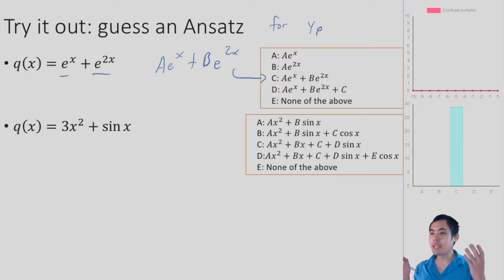So remember, you need to take each of the pieces on the right-hand side, so what q of x is equal to, and you need to take the derivatives of it and then add coefficients in front of them, and that's how you guess the ansatz. Okay, so it looks like we have a couple people guessing A.